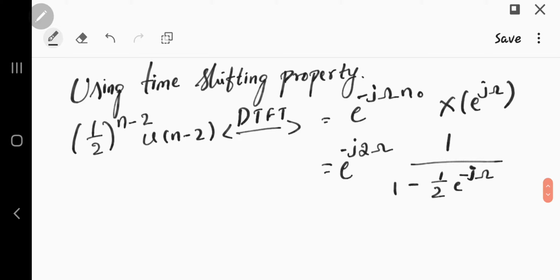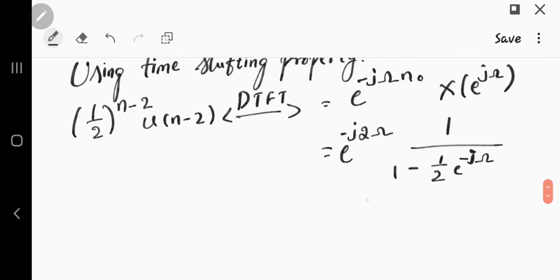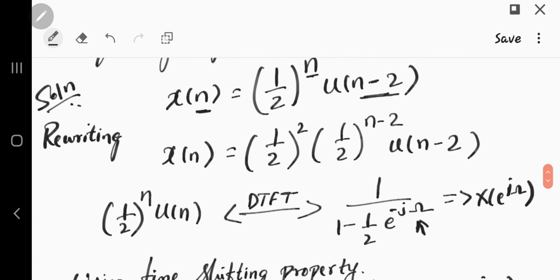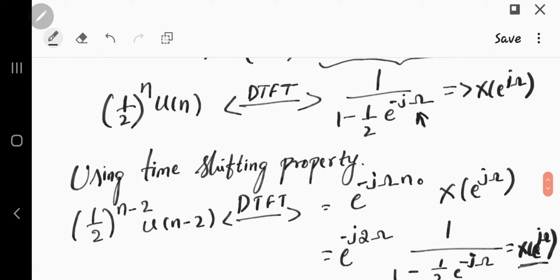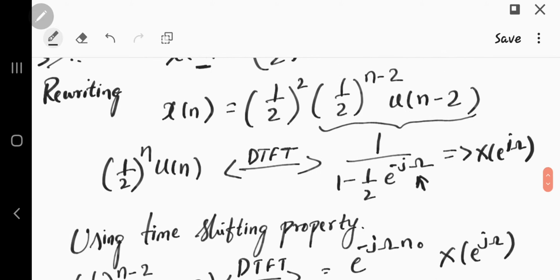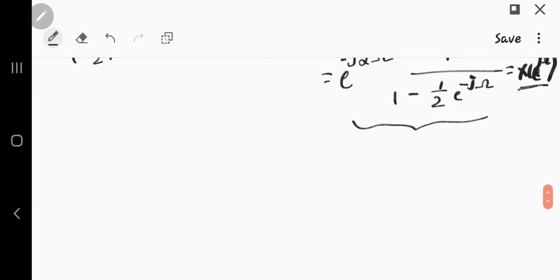Now after applying time shifting property, this is what you are going to get. So this entire term is my x of e power j omega. Why am I writing this? Because I have to apply one more property to get the end result. As you can see, I have taken this part of the signal and applied time shifting property. Now still we have one more thing left here, and how to get there?